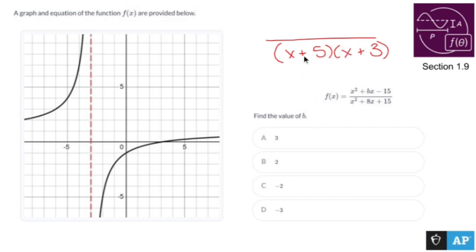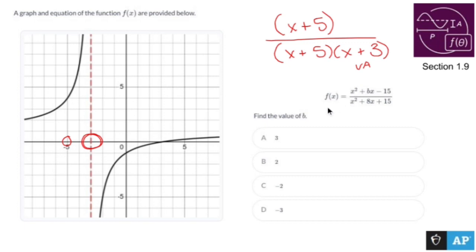I have what appears to be two vertical asymptotes. However, this picture here tells me that I only have one vertical asymptote, and it lives at -3. So you are a vertical asymptote. I do not have a vertical asymptote at -5, which is telling me that I'm probably going to have a hole there. So that's going to be x plus 5 up there.